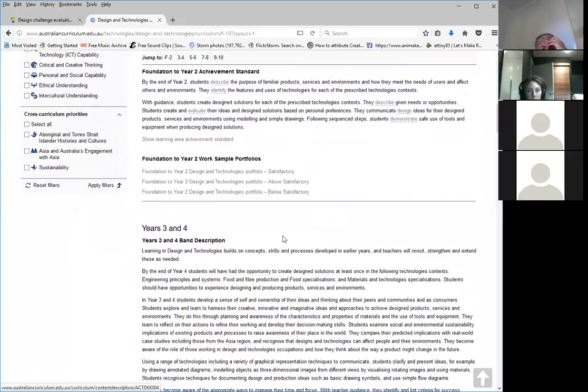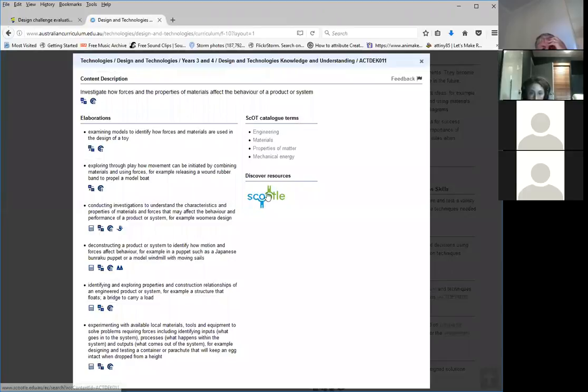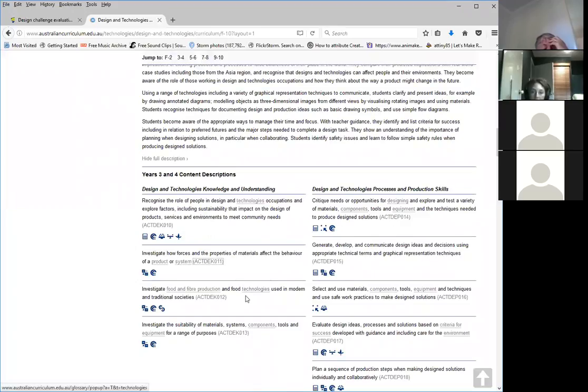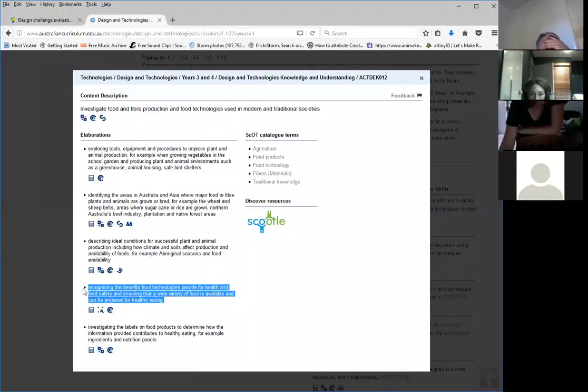If I go through to year 3 and 4, and we look at forces and properties of materials, again, the Woomera design is a sort of push-pull toy, so if you wanted to focus more on the forces, you could certainly look at the forces involved in push-pulling. You could look at examining models, how forces and materials are used in the design of a toy, so you can see how that toy would fit in with that. Experimenting with materials and so forth would fit in beautifully there. If I went into year 3 and 4 and looked at food and fibre production, we could certainly look at food for health, and that would cover the menu design.